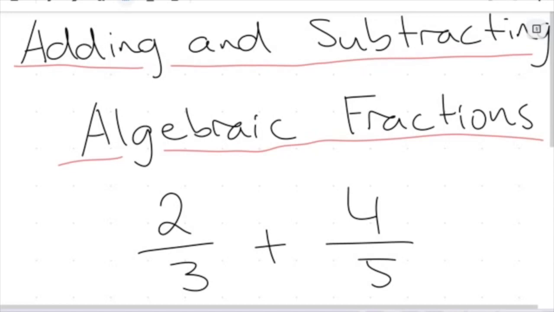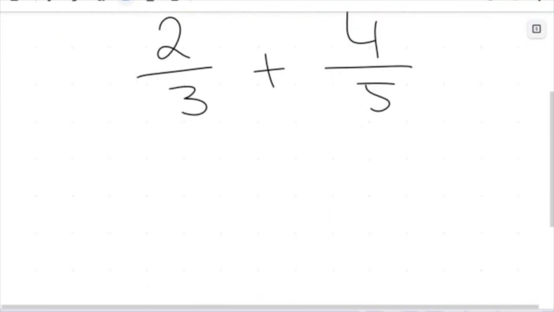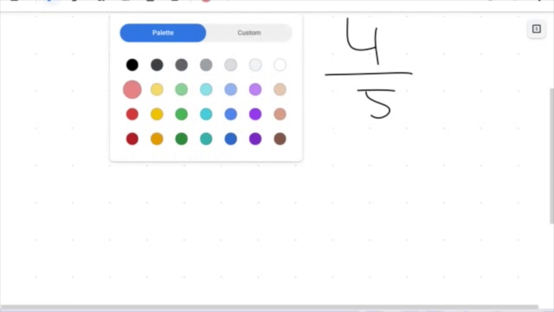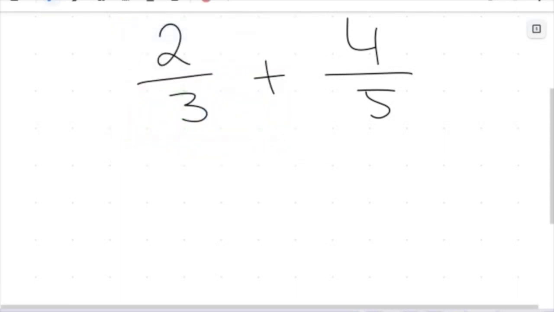We're talking today about adding and subtracting algebraic fractions. We did multiplying and dividing in the previous one. Now we are looking at the last two operations. I'm just bringing your attention to a common question you would have gotten in year 7, nothing out of the ordinary. We have 2/3 plus 4/5.